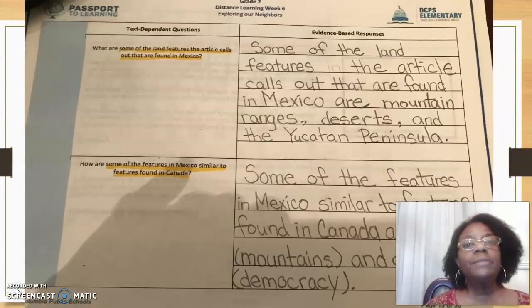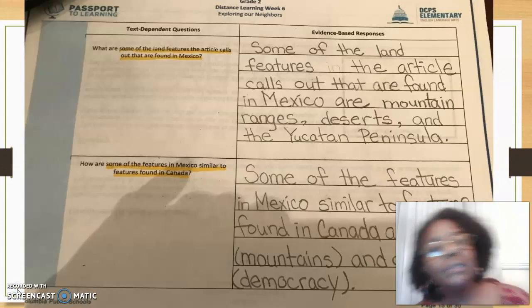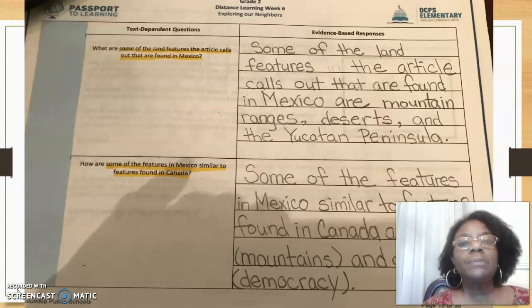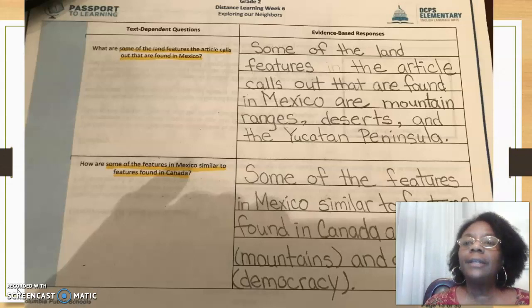I hope you were able to find your answers in the text. Here's a little of what I found. The text was filled with information, but what I did was underline a portion of my question so that I could use that as a sentence stem for my answer. So right from the question, I took some of the land features the article calls out that are found in Mexico are, and then I found mountain ranges, deserts, and the Yucatan Peninsula. All of those are land features, right?